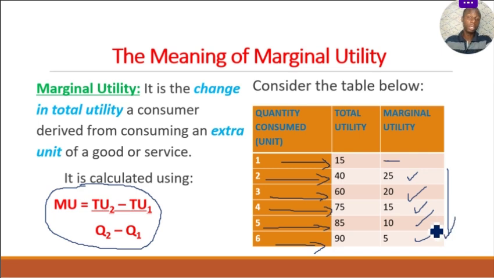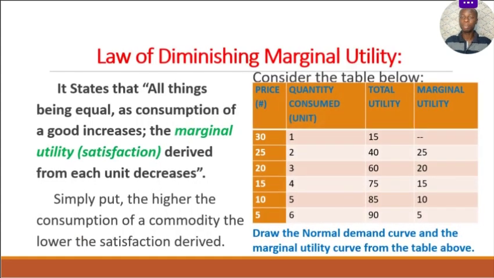And that leads to the next concept we are looking at, and that is the law of diminishing marginal utility. The word diminishing simply means when something reduces over time, and that's what we see in this table here, that the marginal utility keeps on decreasing as the quantity consumed increases. Can you relate to this? Well, we're going to discuss further about that.